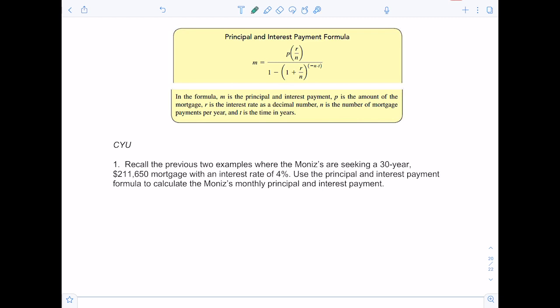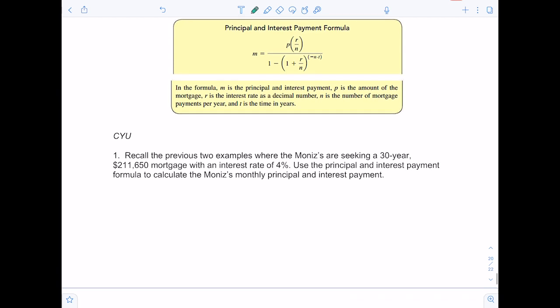So here, this is a problem that you can do on your own, but I will at least set it up for you and help you out. Okay, the rest you can type into your calculator. So you've got M equals, here P would be the 211,650. Okay, P is the amount of the mortgage. And then I'm going to multiply that by R over N. R is the rate as a decimal, so that's just 0.04. And then N in this problem is the number of mortgage payments per year.